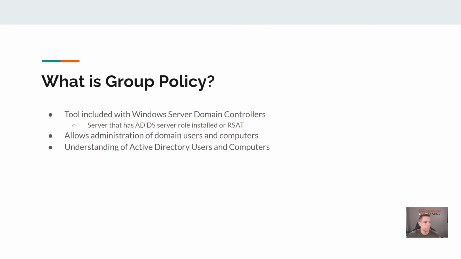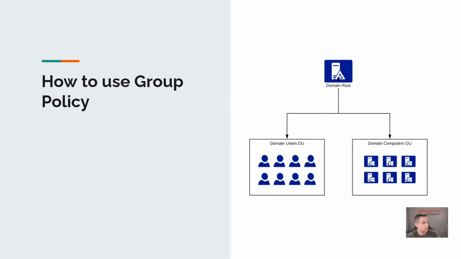Okay, cool. So I want to give you guys a basic example. Here on the right-hand side we have the domain root, and this could be any domain that you have. And then we have 2 organizational units. An organizational unit you can think of as kind of like a folder, and it contains Active Directory objects. But in Active Directory, they're called organizational units. They're not called folders. So here we have 2 OUs.